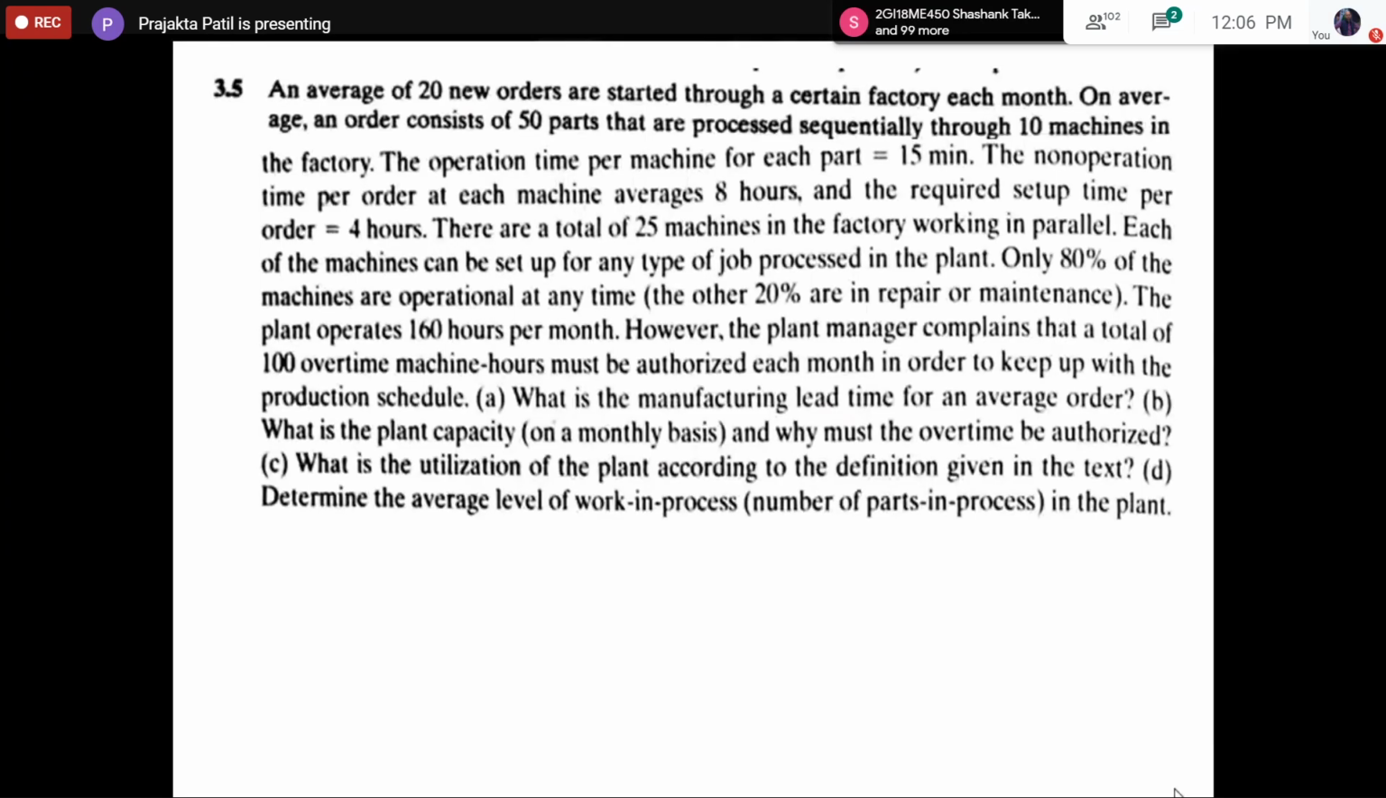So you all can once again read the problem statement for yourself and note down the given data correctly. This problem is similar to the previous problem, just this overtime thing has to be considered here. Otherwise, it's the same as we have solved previously. We have to find work in process, utilization, manufacturing lead time. So quickly we'll finish off with this problem. Just note down the given data correctly.